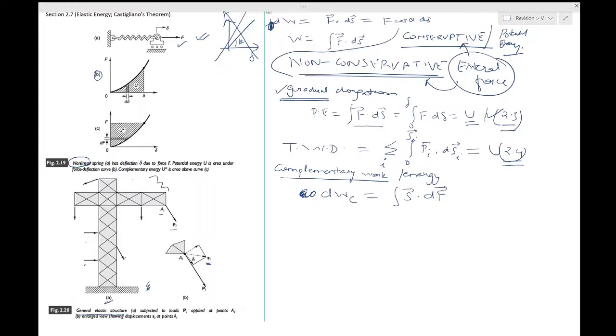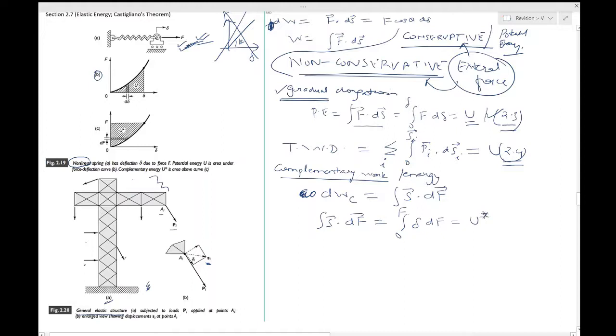Under these circumstances, the complementary work done on such a system is said to be a complementary energy, and then it's a very similar argument after this, that you consider the gradual loading of a non-linear spring. For this non-linear spring, figure 2.19a, the complementary energy associated with force F is defined to be the work, the integral of S dot dF from 0 to F, equal to the integral of delta dF, written with a star.